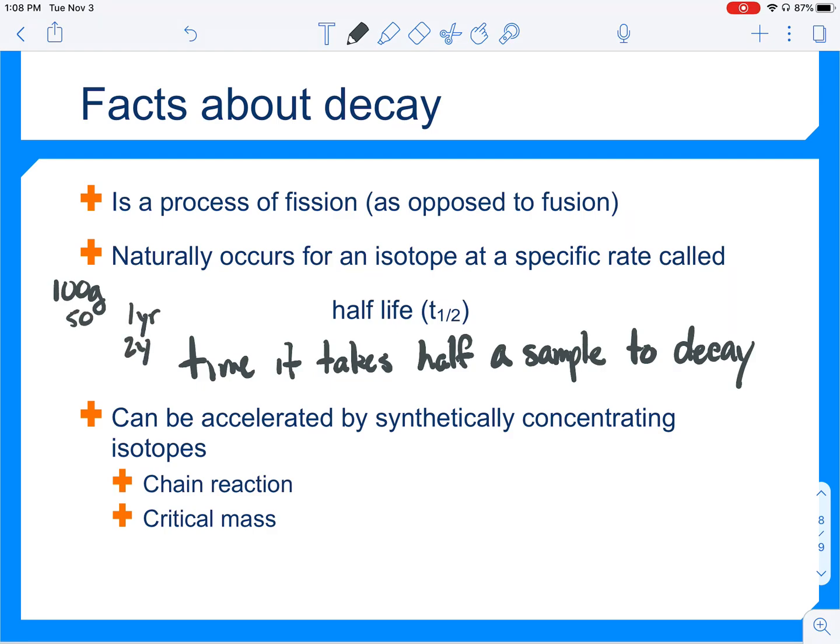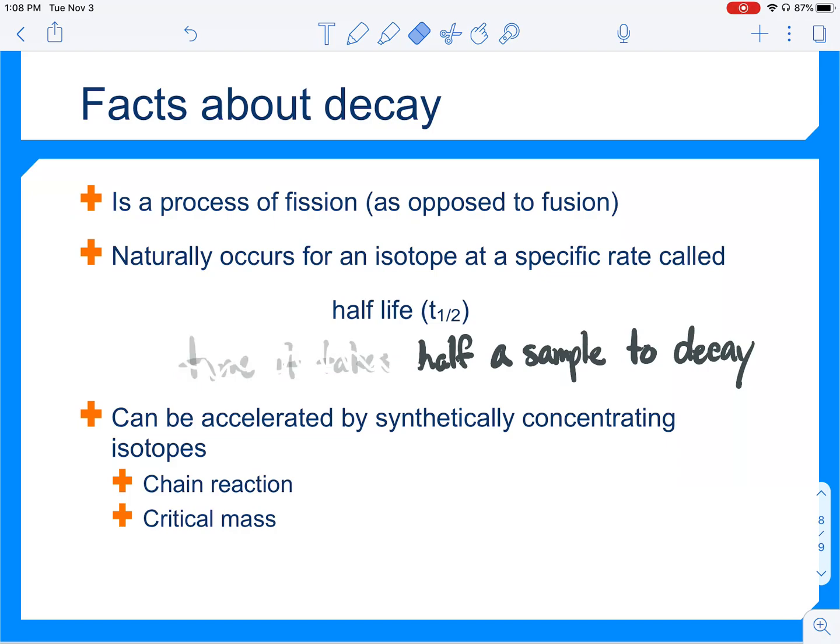After 2 years, you would have half of half, which is 25 grams. After 3 years, you'd have half of half of half, which is 12.5 grams. So you would steadily lose half the amount over time, and the amount of time that takes to pass is called the half-life.